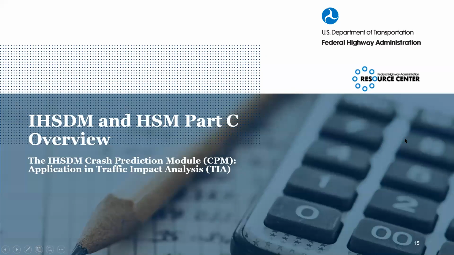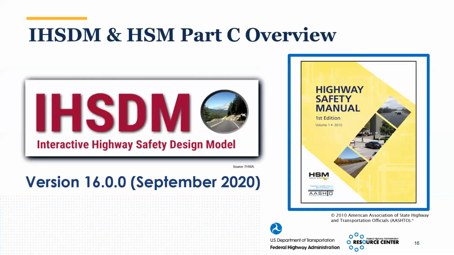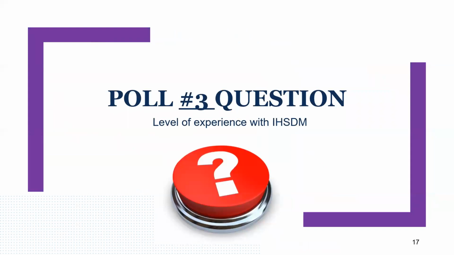So thank you. Let me go over the IHSDM and also HSM Part C overview. IHSDM version 16 was recently released in September 2020, and the Highway Safety Manual, first edition, was published in 2010. As Dave mentioned, let's keep it interactive.